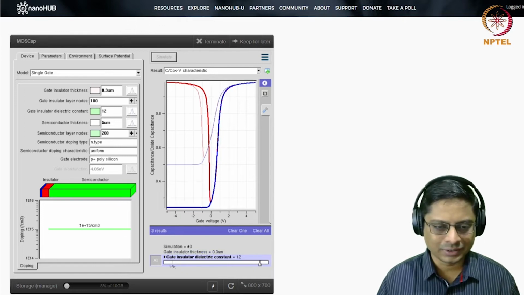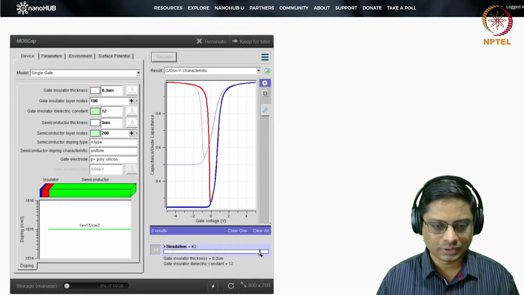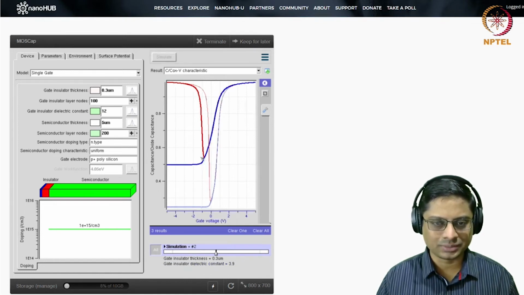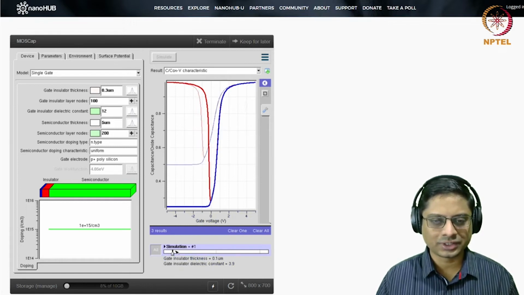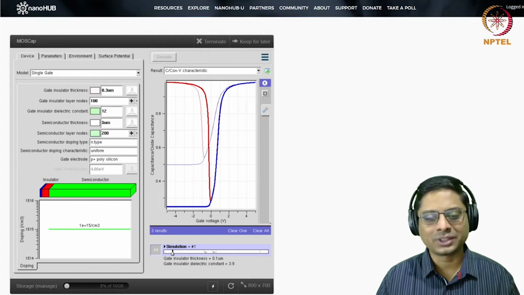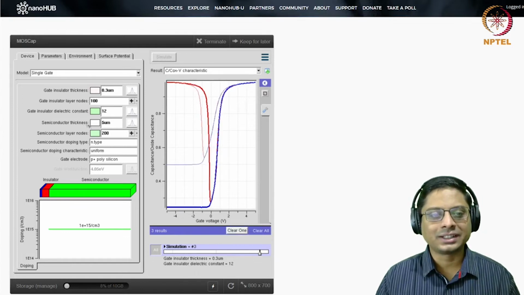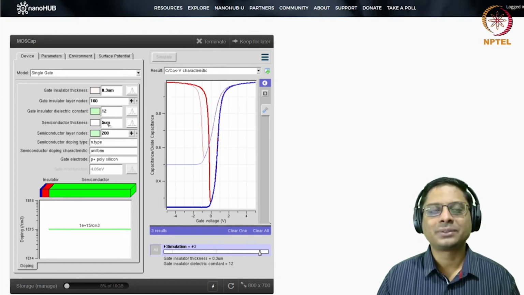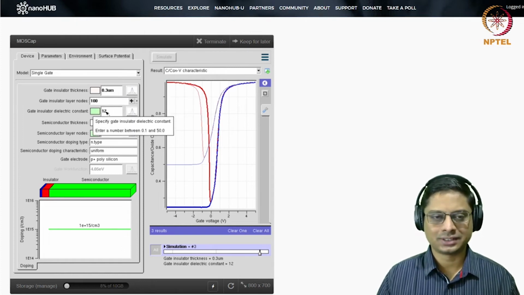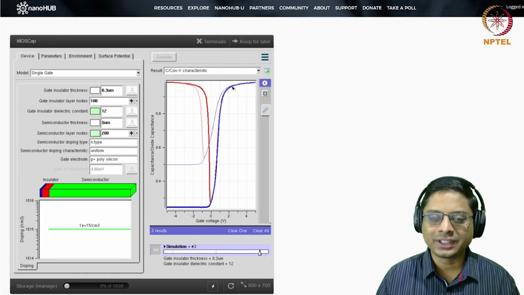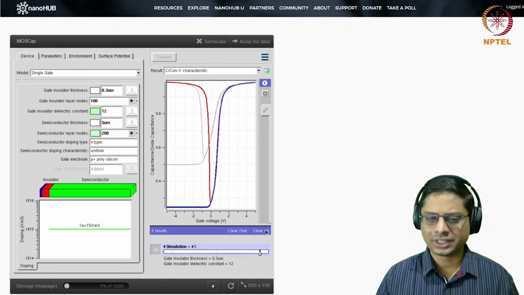Let me go one by one. So this is your third simulation with dielectric constant of 12, whereas the second simulation was this, basically with dielectric constant of 3.9. But if you go back to the first case, it's again back here. So essentially what this tells us is I can increase my oxide thickness if I'm simultaneously increasing my dielectric constant. This is the advantage of using a high K dielectric. You can still retain the same capacitive control, right?